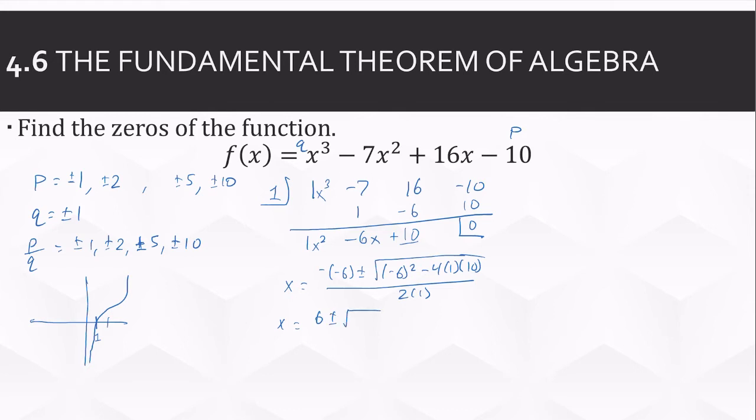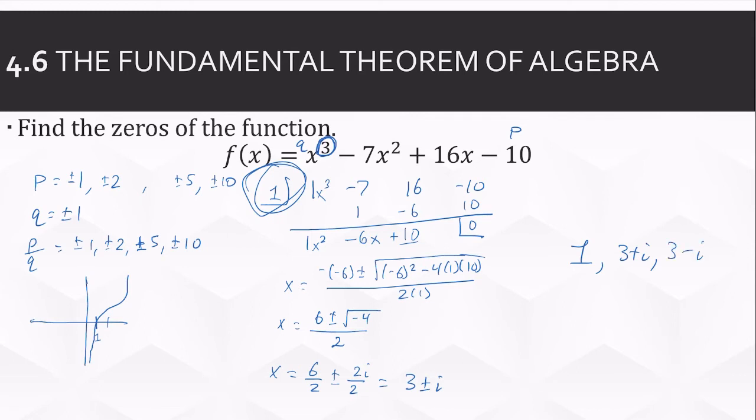The square looks like it's 36 minus 40, or negative 4. So that would be 6 over 2 plus or minus the square root of 4. The square root of 4 is 2, and then the i. So it appears to be 3 plus or minus i. All right, how many solutions should we have had? That's right, we should have had 3 solutions. How many do we have? Well, we have the 1 right there. We have 3 plus i and 3 minus i from right there. Look at that, 3 solutions.